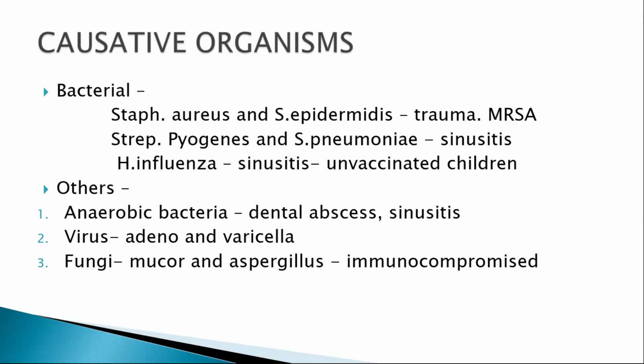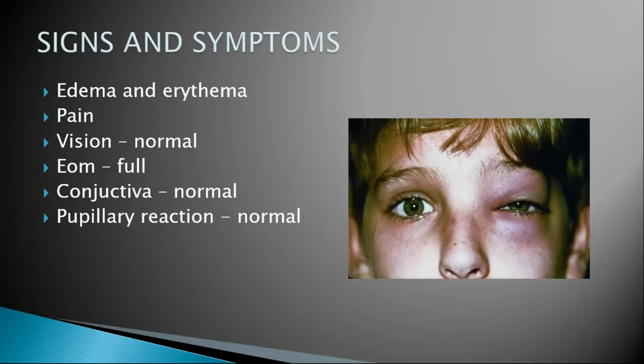The most common causative organisms are mostly bacterial. Mostly it is Staph aureus, Strep pyogenes, or H. influenzae, H. influenzae being very rare now. Staph aureus and Staph epidermidis infections could occur following trauma. Methicillin-resistant Staph aureus is on the increase. Streptococcus pyogenes and Streptococcus pneumoniae occur in case of sinusitis, and H. influenzae in sinusitis in unvaccinated children. Other rare causes could be anaerobic bacteria from dental abscess and sinusitis. Viruses being adeno and varicella. In immunocompromised patients, fungal infections can also lead to this, mucor and aspergillus.